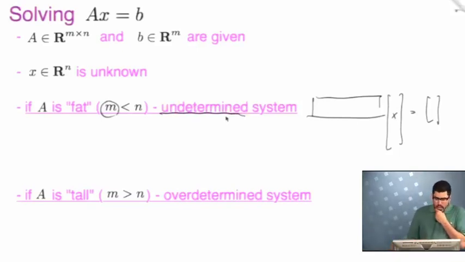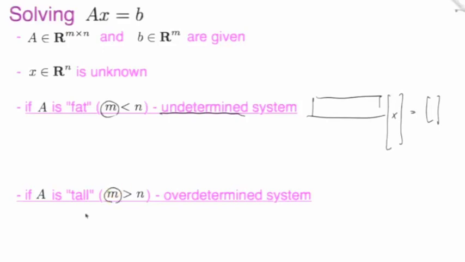Now, the other case is where there are fewer unknowns than there are equations. So in this case, there are fewer knobs to tune, but more equations to fulfill. That becomes a harder problem. All right, and this is a tall matrix, so it'll look like this.